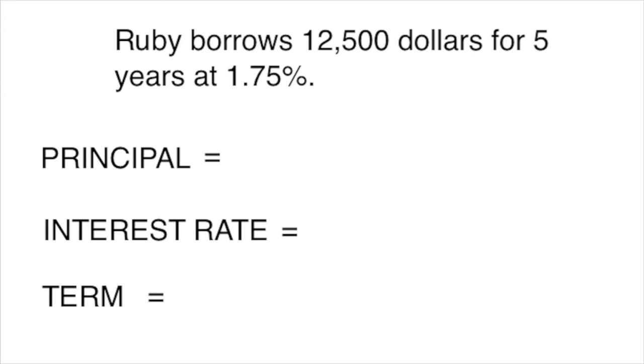Ruby borrowed $12,500. That's the principal. The interest rate is the percentage that is calculated on the principal. So that's 1.75%. Every year, the interest on that $12,500 will be 1.75% of that money. And the term is how long the interest is going to continue to grow, and that is 5 years.